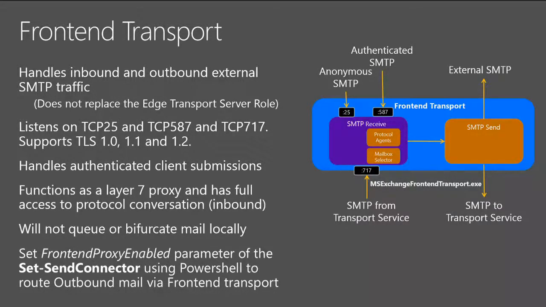The other thing to keep in mind with front-end transport is that on the way out, you don't have to go through front-end transport. The transport service can send mail out, but in some cases people prefer to actually have the symmetry, so mail basically goes out via front-end transport just as it came in. To do that, you have to set the front-end proxy enable parameter on your send connector.